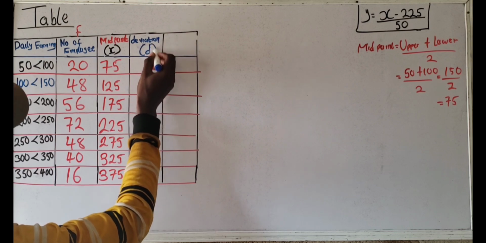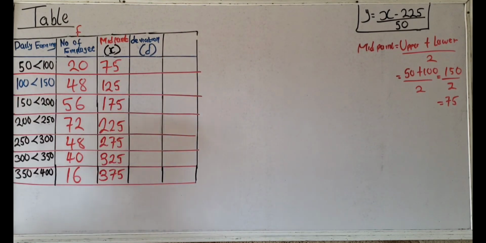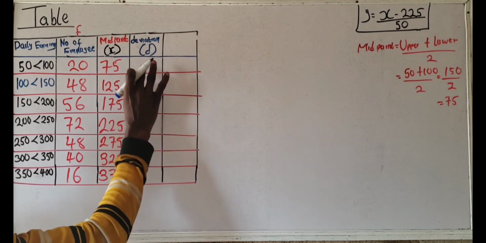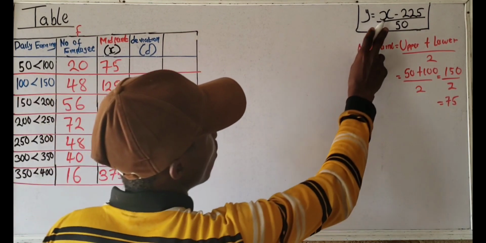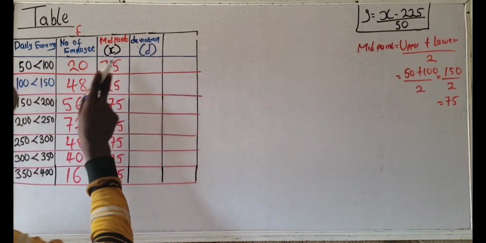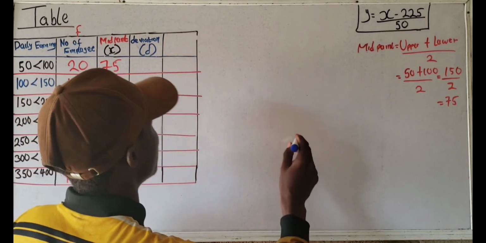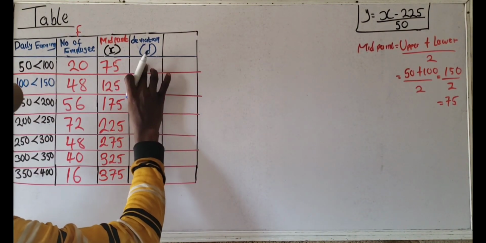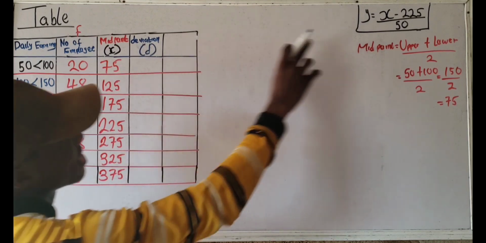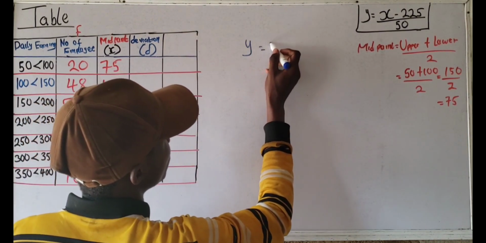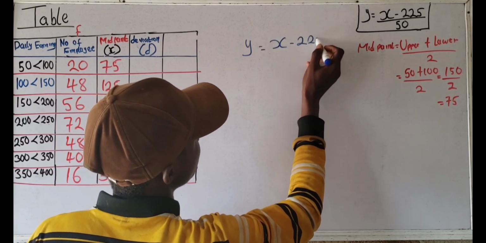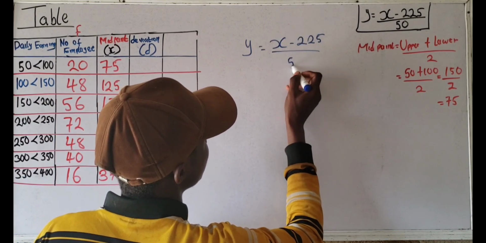Deviation, which is D. Now, to get the deviation of each cell, pay attention, all you have to do is just replace the value of x, the corresponding x of each cell, into this formula. For example, if I want to get the deviation of this cell, I'm going to substitute the value of x as 75 in this formula. Don't forget, this is the coded value. x minus 225 all over 50, you understand?